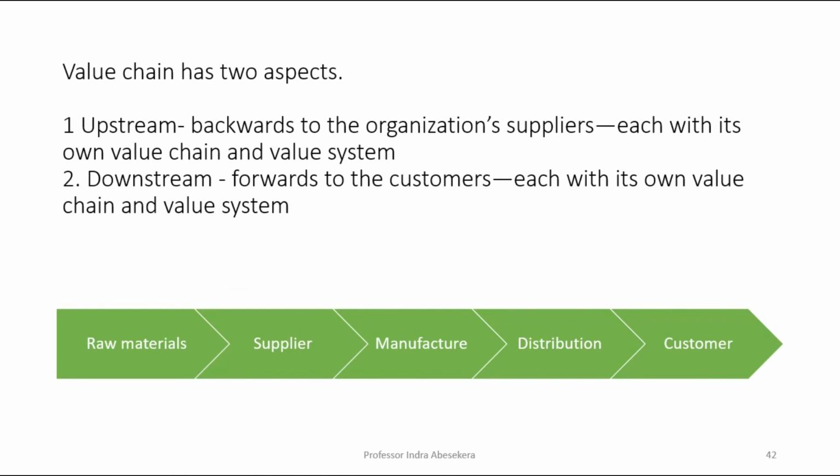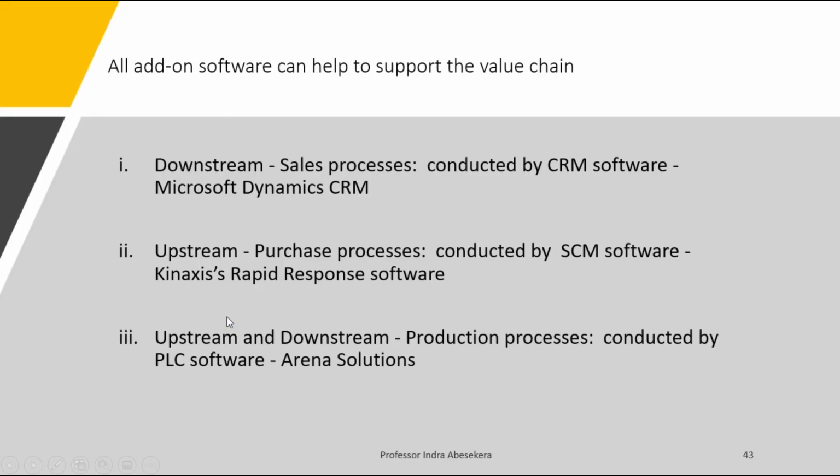Because this value chain starts from raw materials, which are acquired through the suppliers, then manufactured if it is a manufacturing organization, distributed to the suppliers, and the customers finally receive it. This value chain has to be managed effectively to increase the enterprise value. So add-on software can help support the value chain. The downstream value chain is supported by the sales processes add-on software, and the upstream is supported by the add-on software relating to purchase processes, and the production processes add-on software would support both the upstream and the downstream processes.